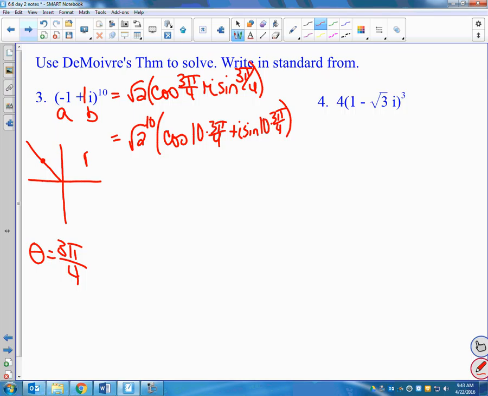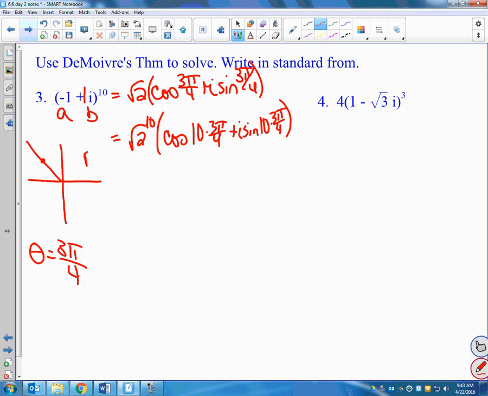Square root of 2 to the 10th power is really nice because you can use your calculator and it gives you the whole answer. But if you have a calculator that gives you decimals instead of radicals, and there's a radical left over, you want to make sure you know how to do the problem if this was square root of 2 to the 9th power.